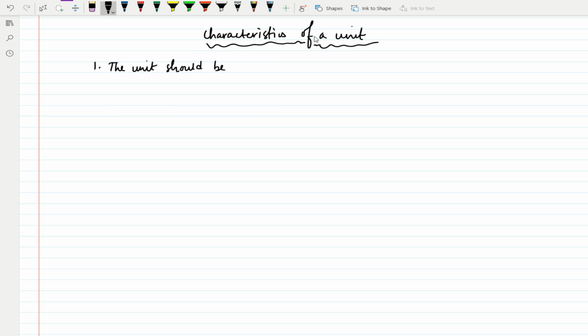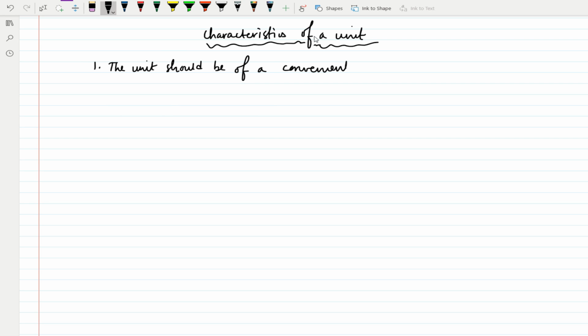Okay, our next topic of discussion is the characteristics of a unit, the features which these units should have. Any unit which we define and use must have certain characteristics. The first one being, the unit should be of a convenient size.